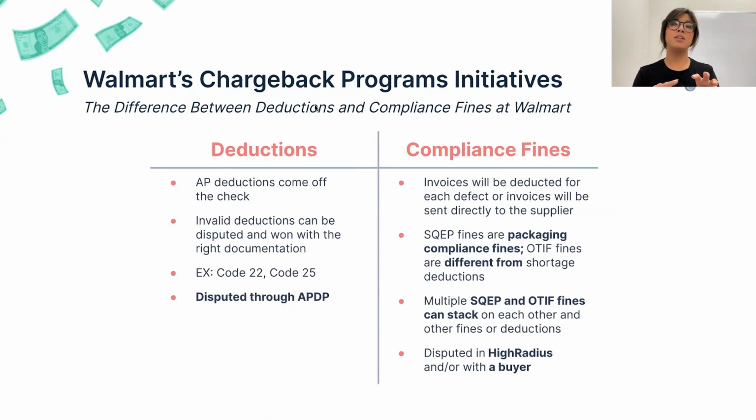And kind of submitting a single packet so that you're not having to get information from 6 different places to try and fight that dispute. So yes, it does get automatically pushed into APDP for an AP deduction and into High Radius for compliance fines. Great question. We'll do a little demo at the end of this. SupplyPike is not Walmart. I do want to clarify that, because that's something we get a lot of questions about, but we do help with your Walmart deductions and compliance fines.